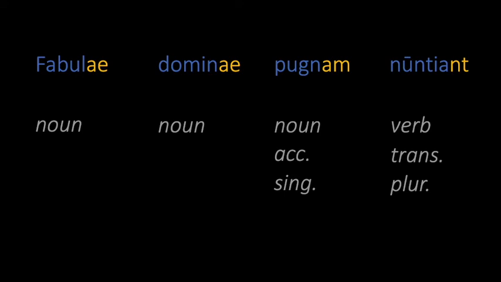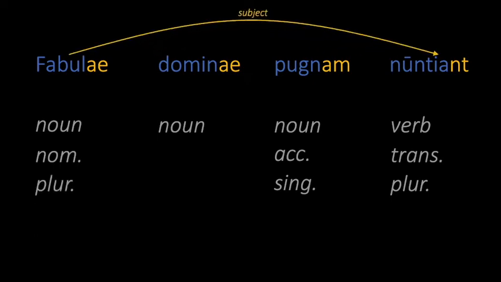When translating Latin, there are often several ways to parse the same sentence. The same is true of English, of course. There is inherent ambiguity in natural language syntax that can only be resolved through context. Let's look at some ways we might parse this sentence. Fabulae might be nominative plural, and the subject of the sentence agreeing with nuntiant, which has the plural form. Dominae might then be a genitive singular and have a possessive role with fabulae.